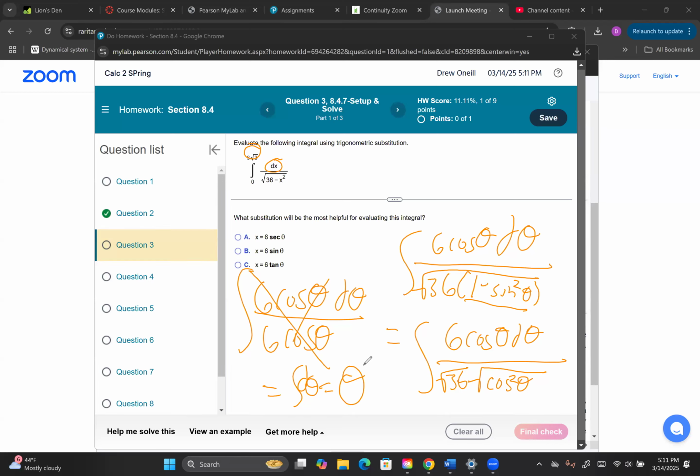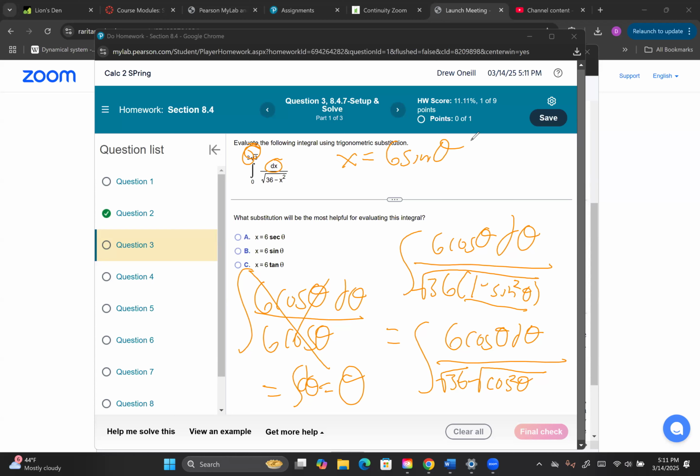And unfortunately, that's not going to be an answer choice, right? This is also a definite integral. It wants us to plug in. What we have to recall is, what did we say theta was? Well, we didn't say what theta was. We said x was 6 sine theta.